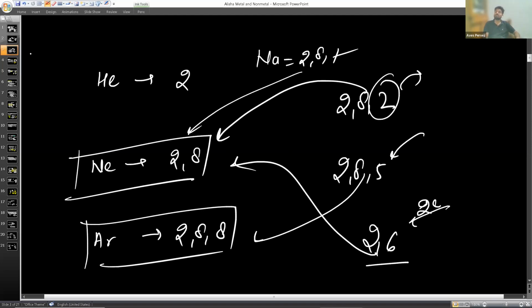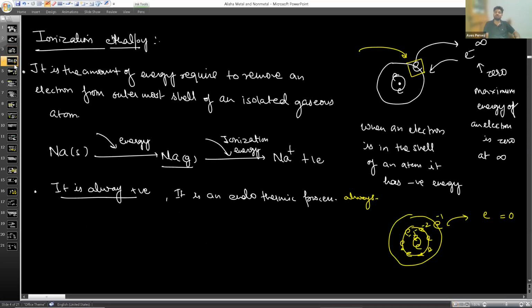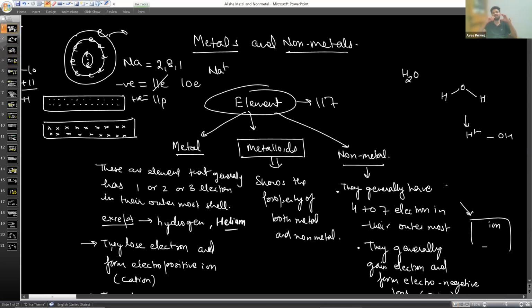So we'll simply say that metals are those substances that have 1 or 2 or 3 electrons in their outermost shell, while non-metals are those substances that have 4 to 7 electrons in their outermost shell. Metals easily lose their electrons since they have 1, 2 or 3 electrons in their outermost shell, while non-metals will gain electrons. Metals form electropositive ions after losing electrons, while non-metals form electronegative ions after gaining electrons.